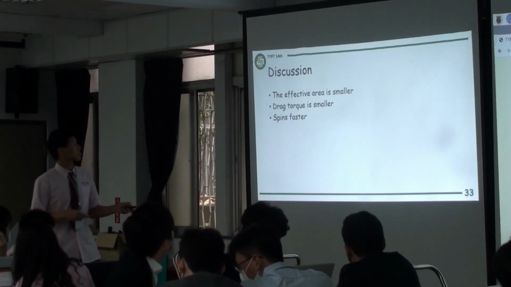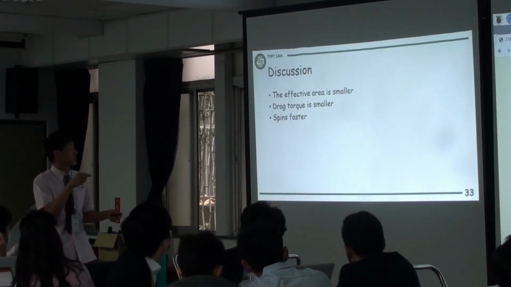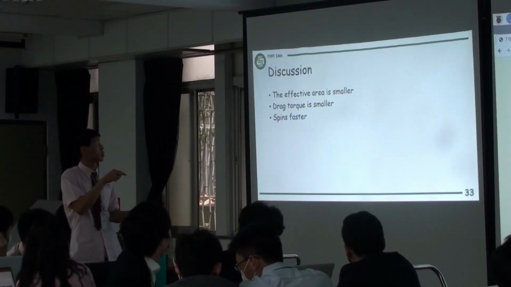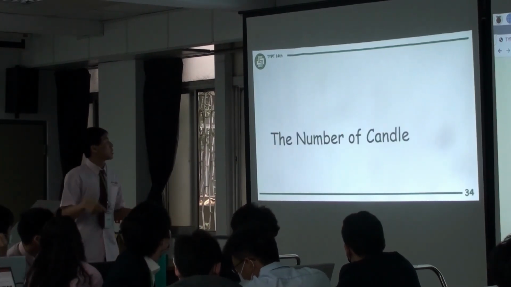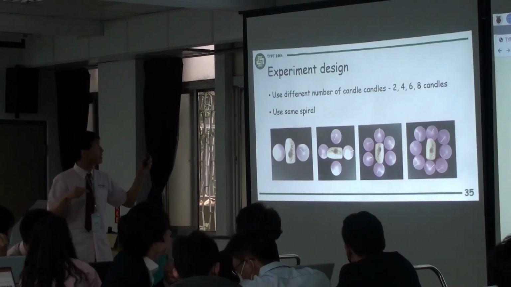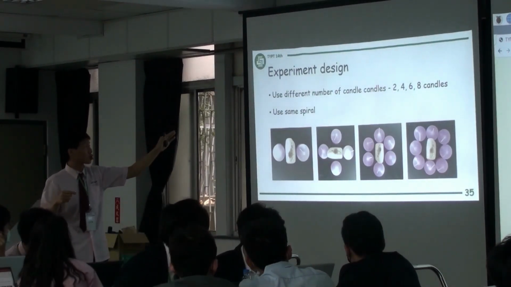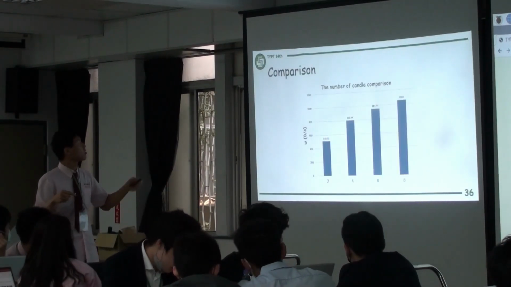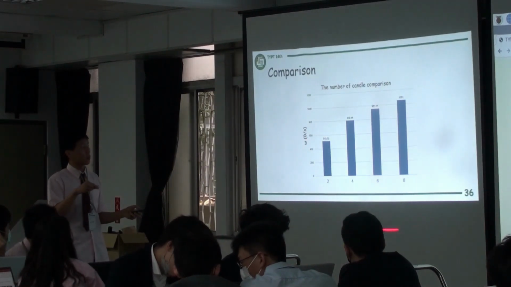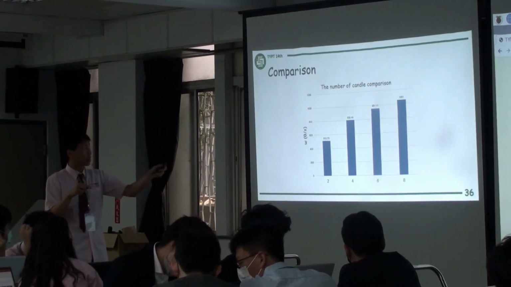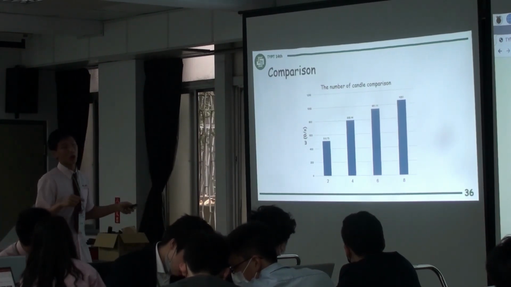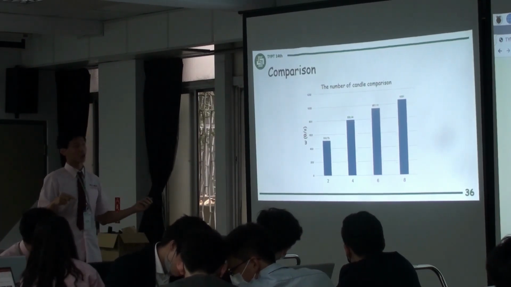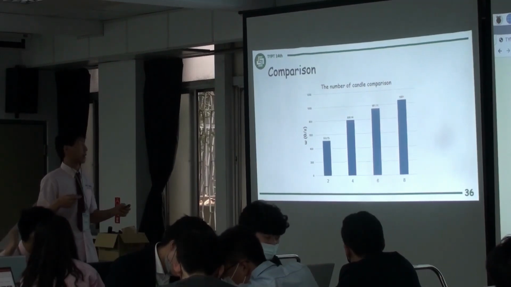Okay, so the discussion: the effective area is smaller, the drag torque is smaller, and it will spin faster. As you can see, the 4 amp is greater than 5 and greater than 6. Okay. So the number of candles, so this is our heat intensity, and we'll use different numbers of candles, 2, 4, 6, 8, and use the same spiral. So we can get that the greater the number of candles we have, the greater terminal velocity, which proves that it will have a greater torque. Which is also what we expected.